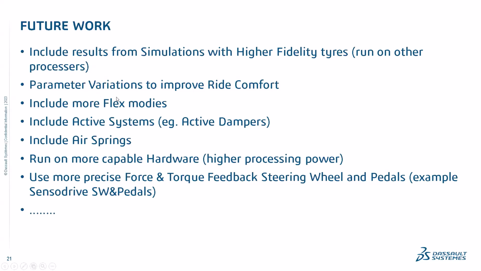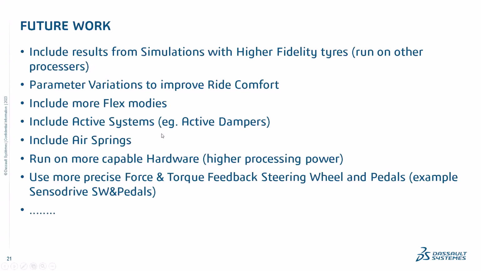Then do some parameter variations to improve the ride comfort. Now that we have got a model that can run in real time on a rough road like the Belgian Pavé, we could think about doing some parameter variations like damping, or including even air springs into the model to improve the ride comfort. So that's the next task. Include more flexible bodies, of course. We are getting a real-time factor with this model of 0.87, so we could think of including more flexible bodies, like the flexible suspension or suspension components.